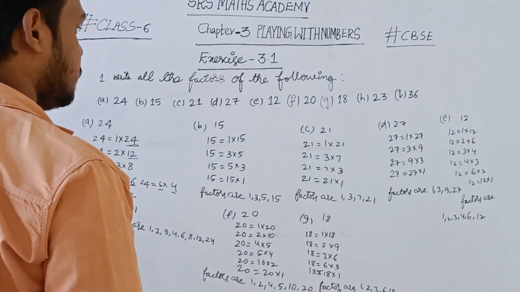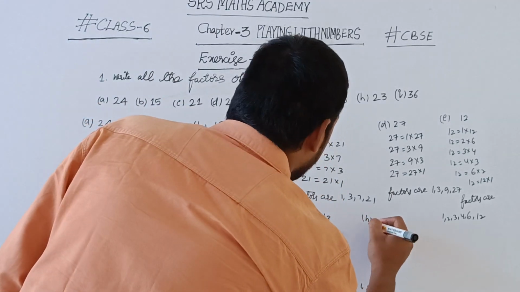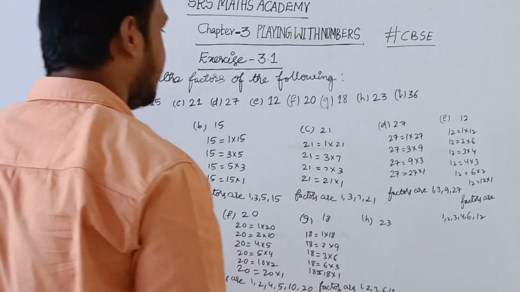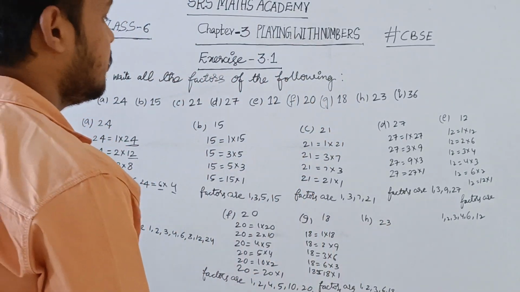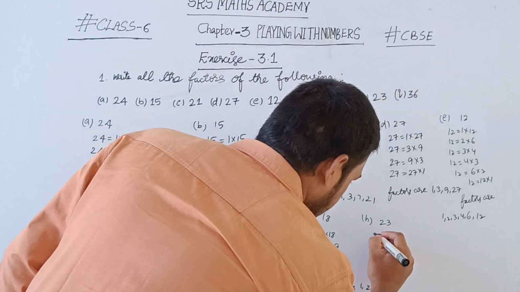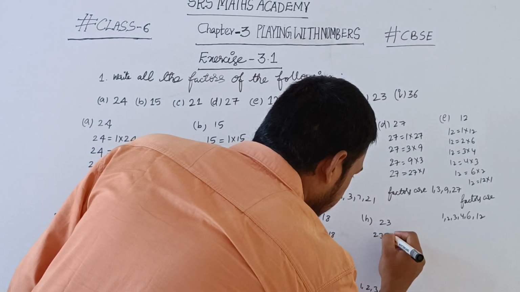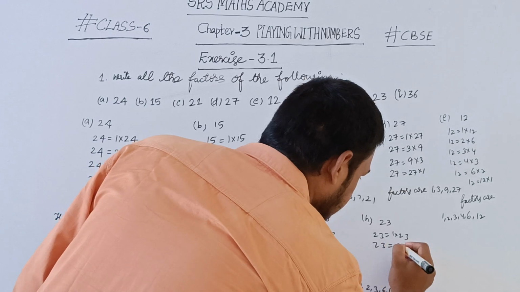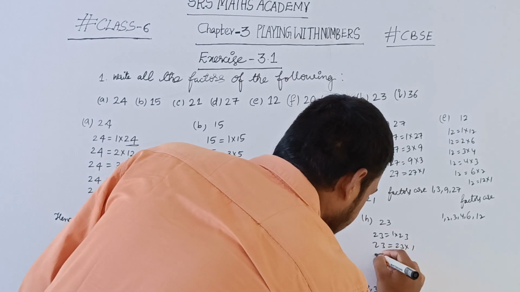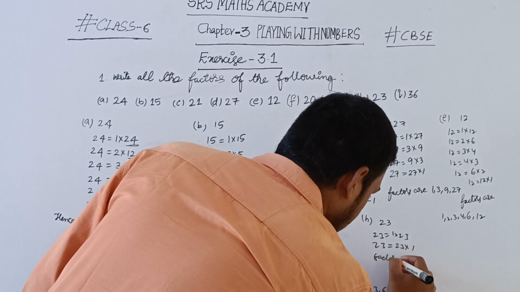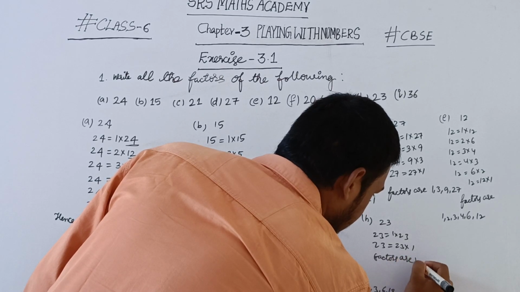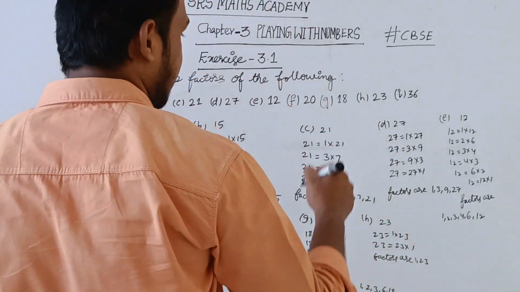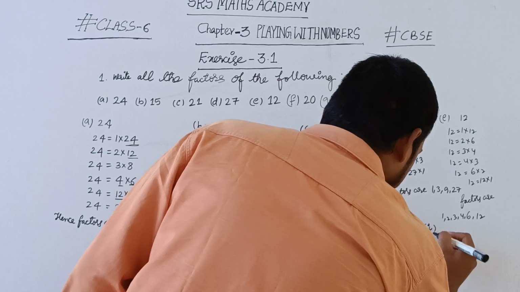So next is H, that is 23. You know 23 is a prime number. There are only two factors, that is 1 and itself. 23 equals 1 23s, and 23 equals 23 1s. So factors are 1 comma 23.